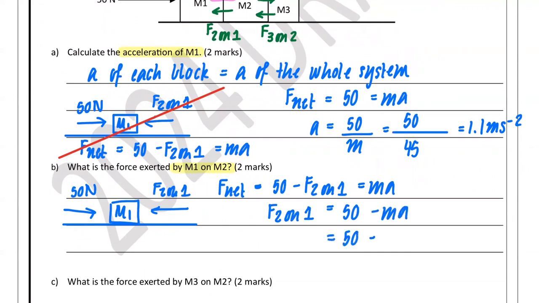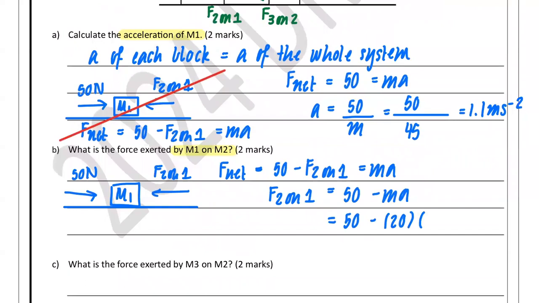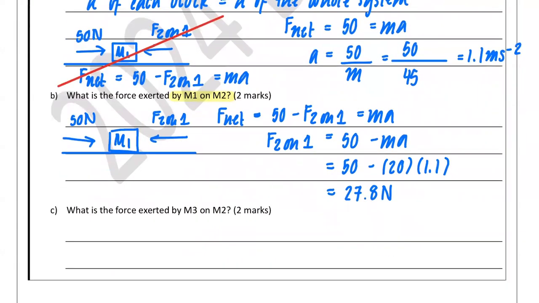Because we are looking at only mass 1, we only include the mass of block 1. So the mass of 1 is 20 kilograms times the acceleration of block 1. We know from above that the acceleration of the whole system is the acceleration of each block. So that is 1.1. As a result, we get a force of 27.8 newtons. Okay, so that's part B done. So let's have a look at the next one.